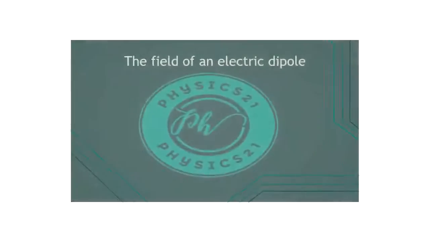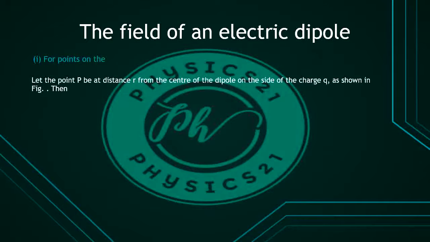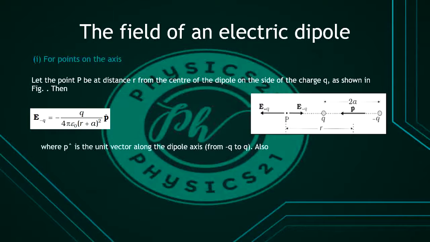The field of an electric dipole. I. For points on the axis. Let the point P be at distance r from the center of the dipole on the side of the charge +q, as shown in the figure. Then, where p cap is the unit vector along the dipole axis, from -q to +q.